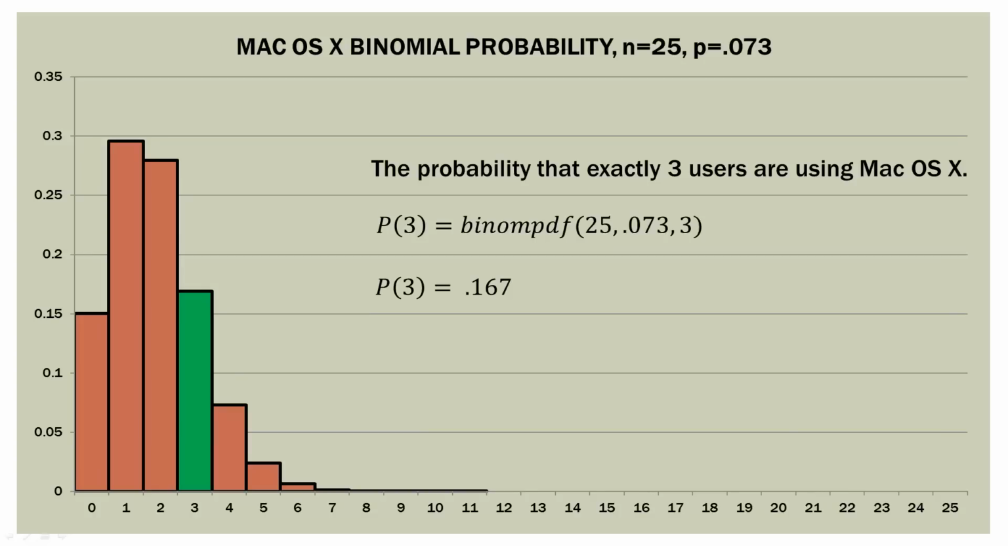So how does this relate to the real world? So we go out and find 25 internet users that are representative of the overall internet user population, and the probability that 3 out of that 25 is using OSX is 0.167 or 16.7%. So we found the exact probability of 3 users out of the 25 using OSX.